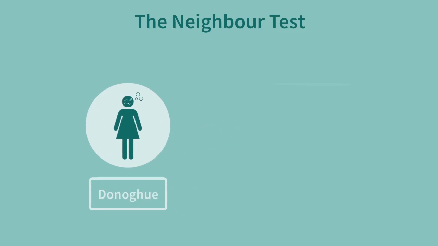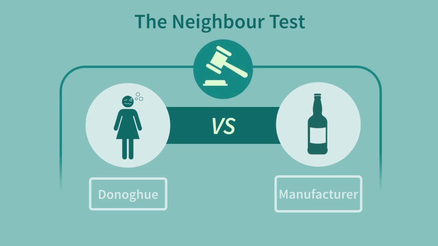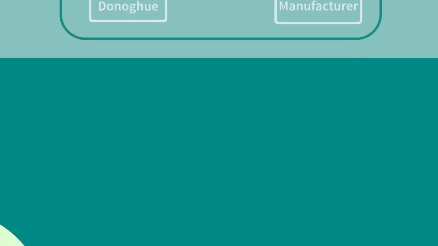She commenced a claim against the manufacturer of the ginger beer. This was held in the House of Lords by Lord Atkin. Her claim was successful. This case established the modern law of negligence and established the Neighbour Test.